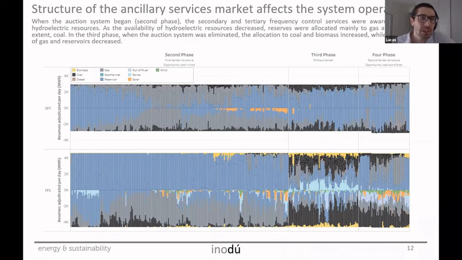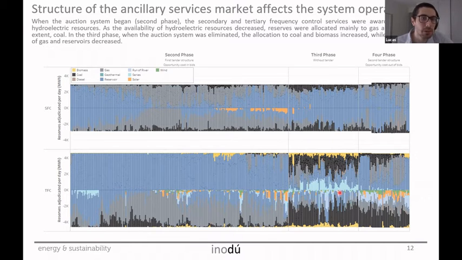This slide shows adjudicated reserves on each service, but by technology. Positive ones are the up services, and negative ones are down services. What we can see here is a clear discontinuity between each phase, which means that the ancillary services structure does affect the operation of the system. If we focus on the second phase, it's mainly adjudicated to hydro and gas resources, with a lower adjudication to renewable resources.